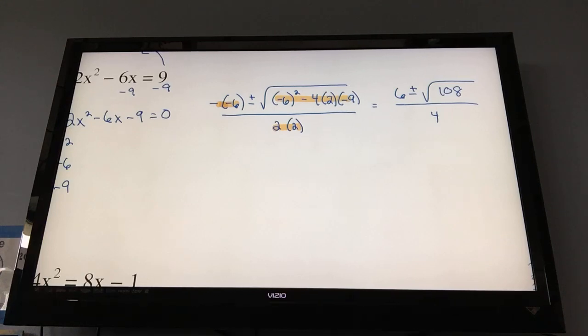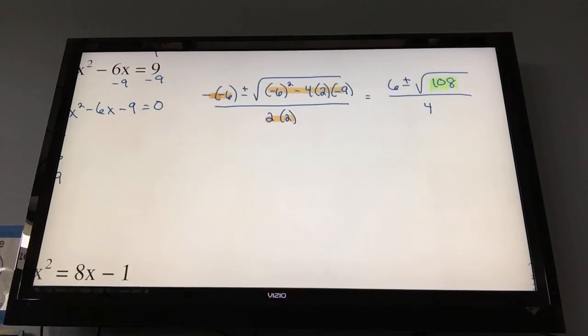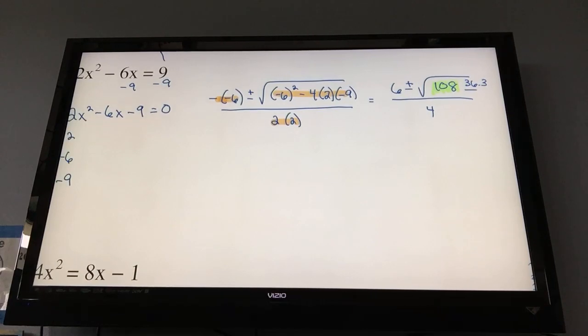Yes, 108. And then I ask myself, is 108 a perfect square? It is not. Does 108 have a square factor? And you might need your chart to help you find that pair, but it does. It's 36 times 3. So 6 plus minus 6 square root 3 over 4.